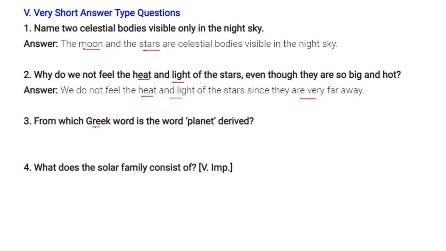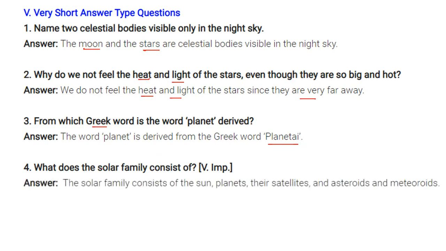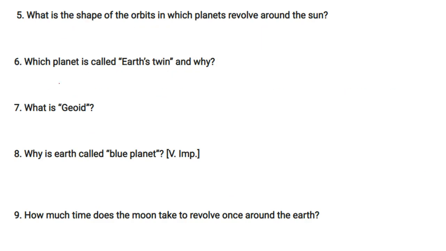From which Greek word is the word planet derived? So this has come from planetai. What does the solar family consist of? The solar family consists of the sun, the planets, their satellites, the asteroids, the meteoroids. The whole is known as the solar family. What is the shape of orbits in which planets revolve around the sun? You can say near elliptical, or you can say elongated.